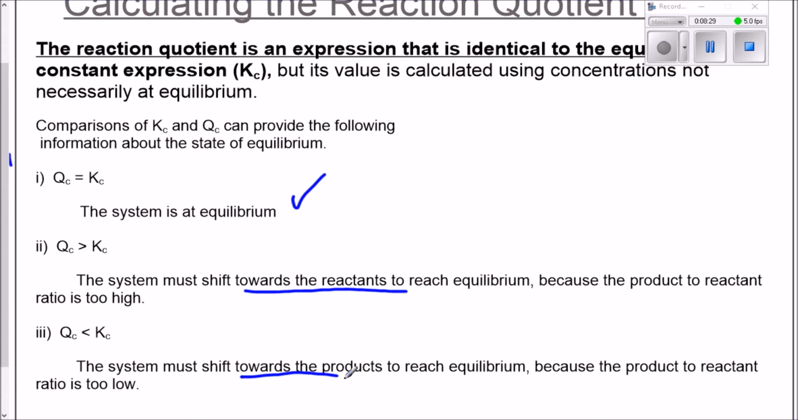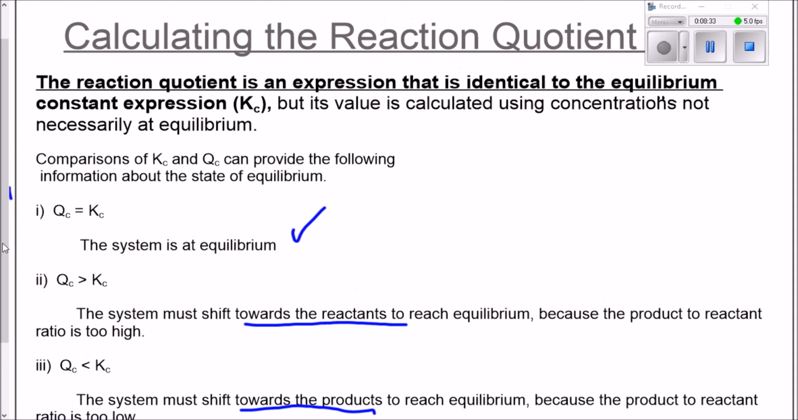So, in summary, when do we use Q? We use Q when we have some concentrations and we don't know if they're at equilibrium. We have a K value, we're not sure if it's at equilibrium, so we just plug our values into the Q expression, which is exactly the same as the K expression, and we compare the K value to our calculated Q value. We then look at these scenarios and tell if it's going to shift or if it's already at equilibrium.